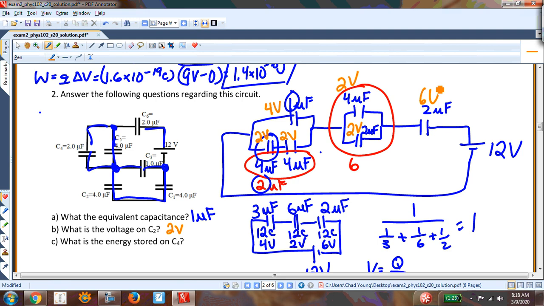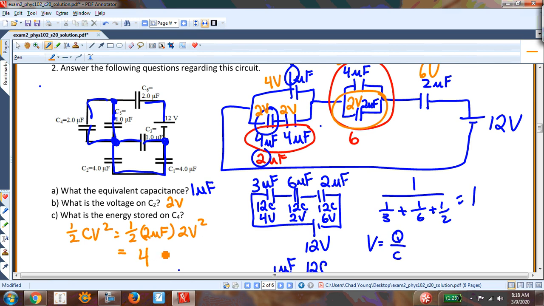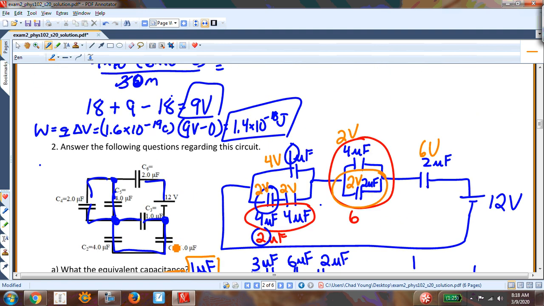So if I want to know the energy stored on C4, C4 was this capacitor. Energy is 1/2 CV squared. That's 1/2 of 2 microfarads times 2 volts squared. That's equal to 4 joules. Those are the answers. Now one more circuit to do.